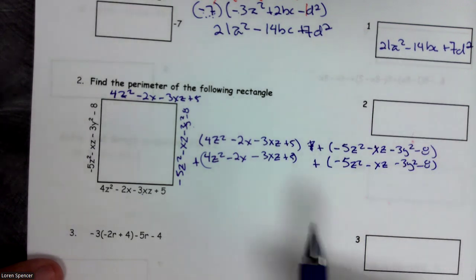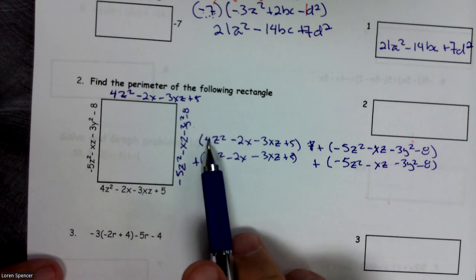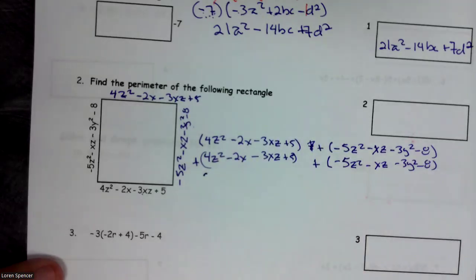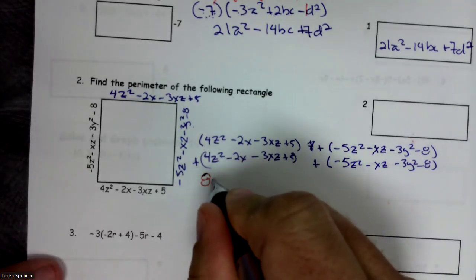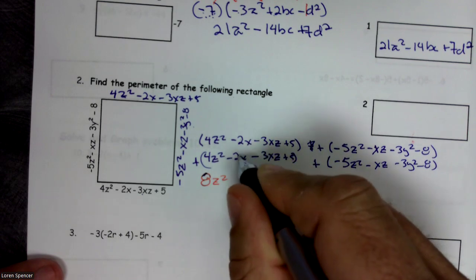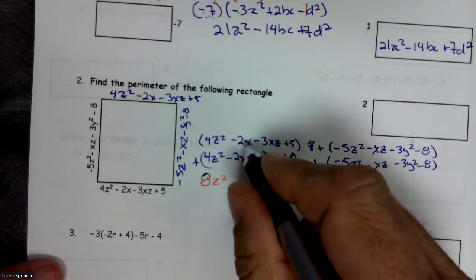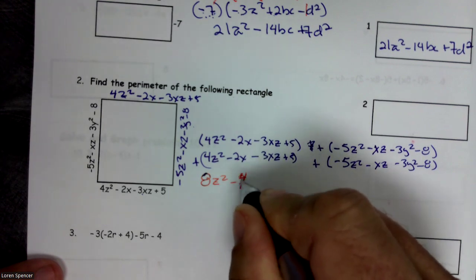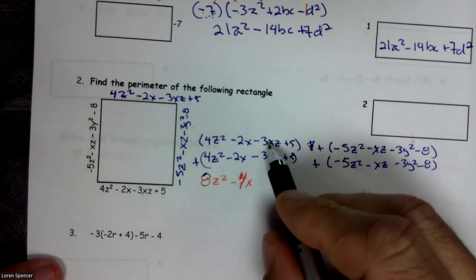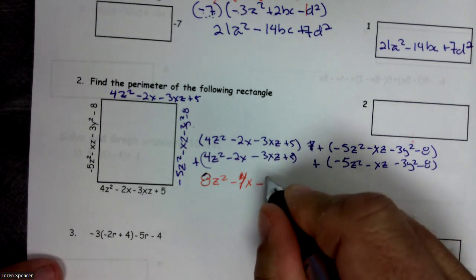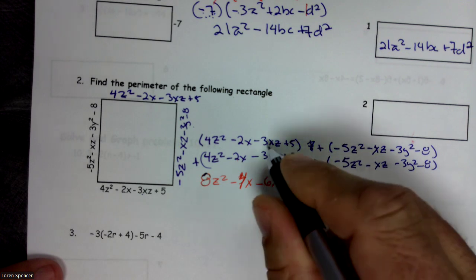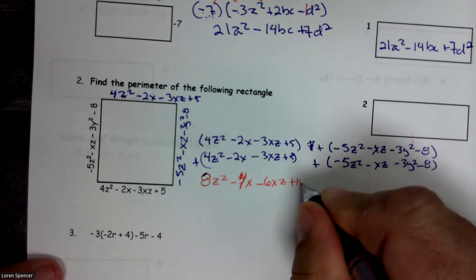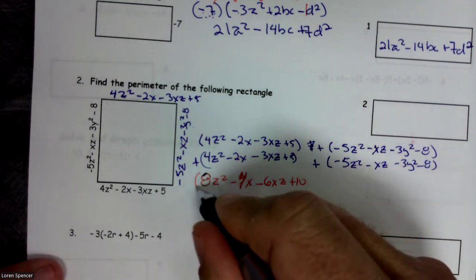Now, this is a horribly ugly problem. It really is. So what's 4z squared plus 4z squared? Well, that's 8z squared, Mr. Spencer, and that's great. So I'm going to go ahead and write that down. 8z squared minus 2x and minus 2x becomes 2 plus 2 is 4. So this is minus 4x. This becomes a minus 6xz, negative 3 minus 3, and 5 plus 5 is 10. All right, we'll keep that in parentheses.